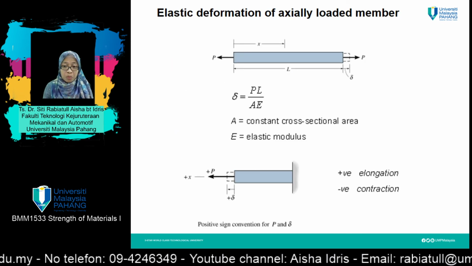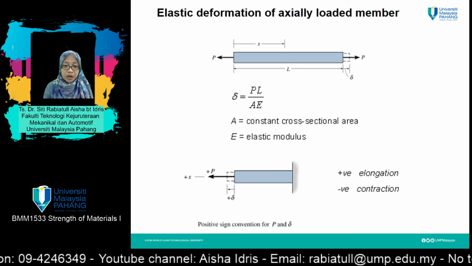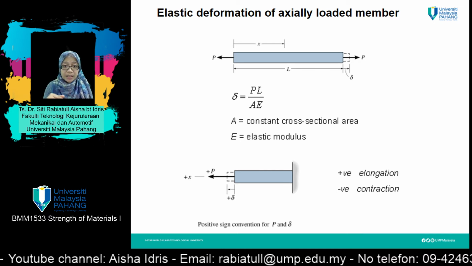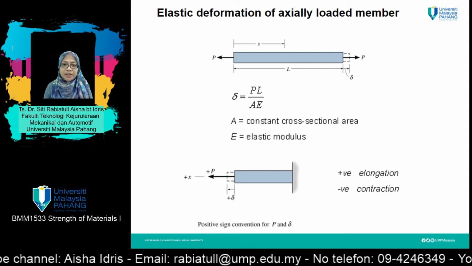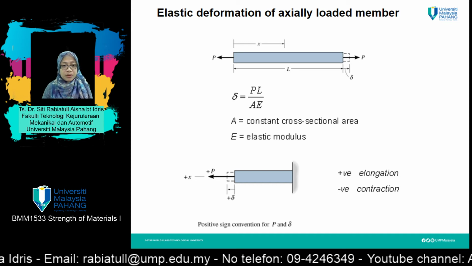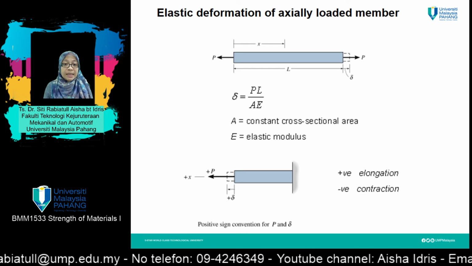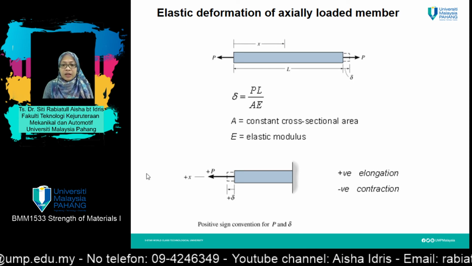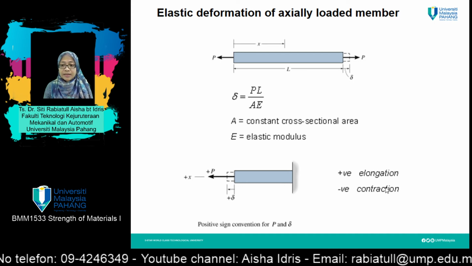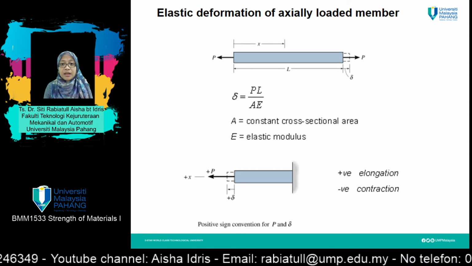The formula for deformation delta due to axial force is delta equals PL over AE. The one that you've seen in the previous slide just now was deformation due to change in temperature. So this one is due to axial loading. All this calculation is basically in the elastic region. If we get the value of delta as positive, then it is considered elongated, whereas if it is negative, then it is contracted.